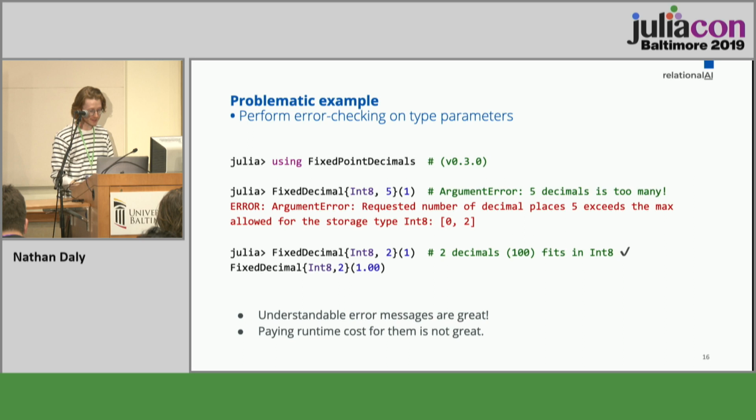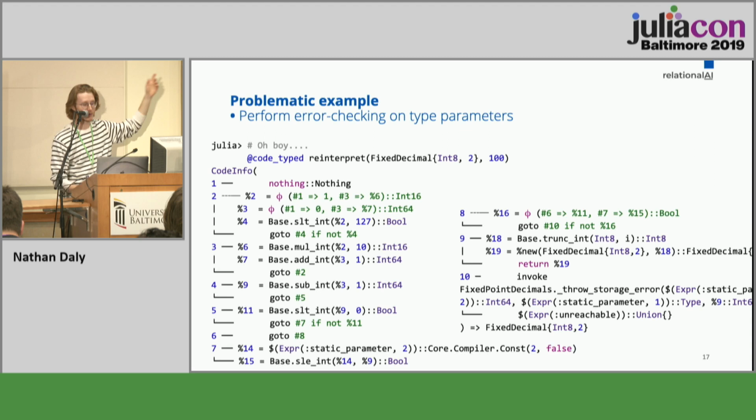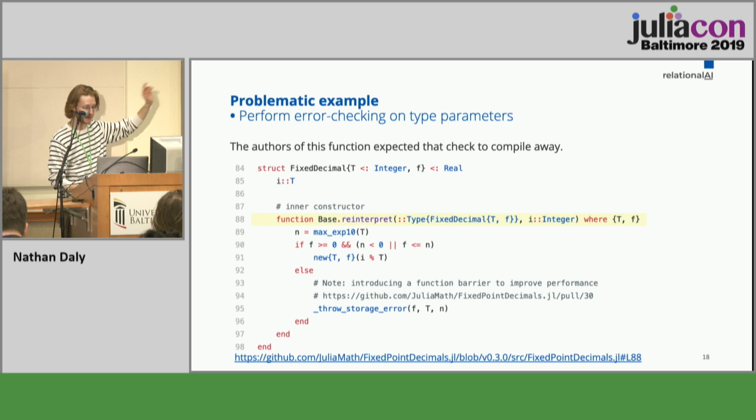This is what's happening right now in the inner constructor, and we can see where it's happening here. This is the constructor for fixed decimals. Basically it's doing this error checking where it's calculating the maximum precision that will fit in my type. In that case, it's 2 if you have an Int8. And then it just checks, is the value f that you provided greater than 0 and less than 2? And if it's not, it throws an error. That's all the logic there.